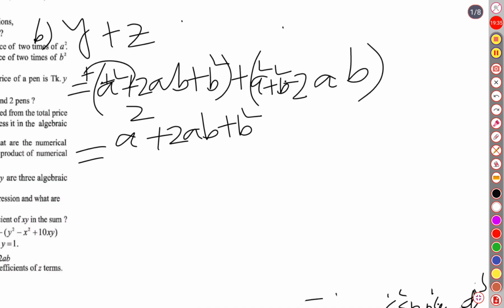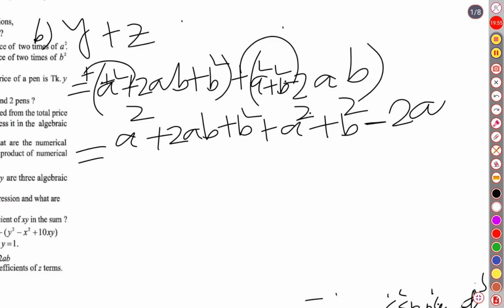What about the next quantity? Also the symbols are the same, that will be plus. And in front of b square, the symbols are also the same, so it will be plus. Whenever the symbols are the same, we use plus. Then in front of 2 there is minus, outside the bracket there is plus. Symbols are different, so it will be subtraction, 2ab.